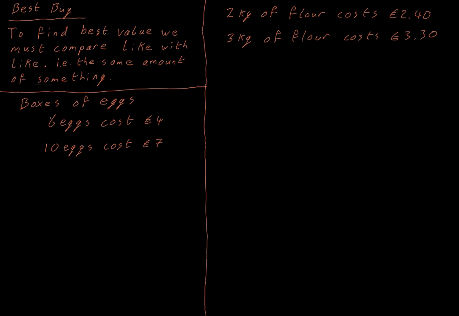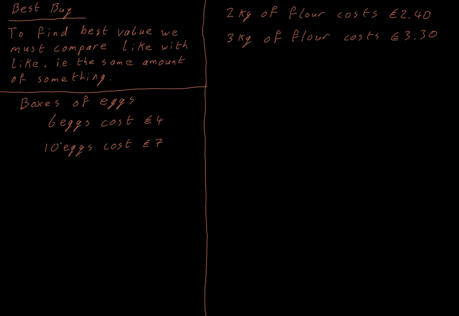So what we're going to do is find out the cost of one egg from this box of 6 eggs and the cost of one egg in this box of 10 eggs. And whichever one is cheaper per egg, that's what we define as the best value in maths, the best thing to buy in maths.